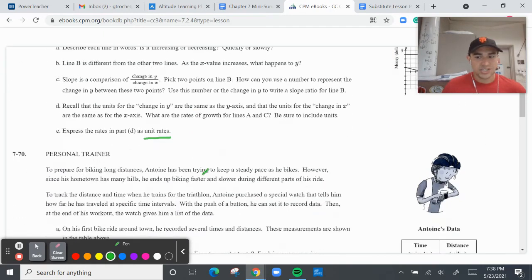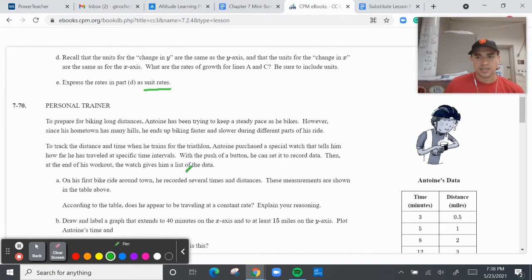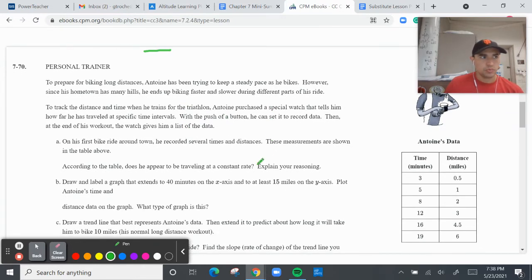Going on to 7-70. All right, personal trainer to prepare for biking long distance. Antoine has been trying to keep a steady pace as he bikes. Since his hometown has so many hills, he ends up biking faster and slower on different parts of his ride. That makes sense. To track the distance and time when he trains for the triathlon, we're going back to the triathlon stuff. With a push of a button, he can set a record to date. Then at the end of his workout, the watch gives a list of data. Okay, so here's all of his data. Awesome. On his first bike ride around town, he recorded several distances and times. They're shown in the table above or to the right.